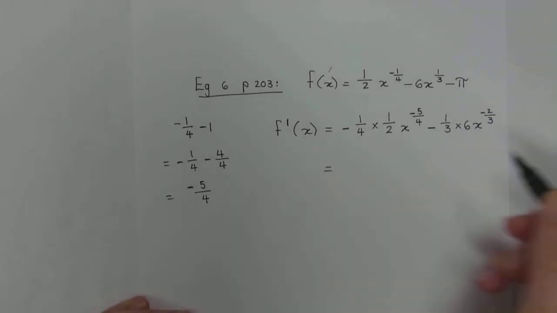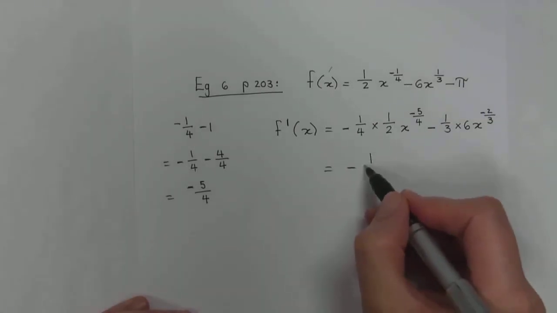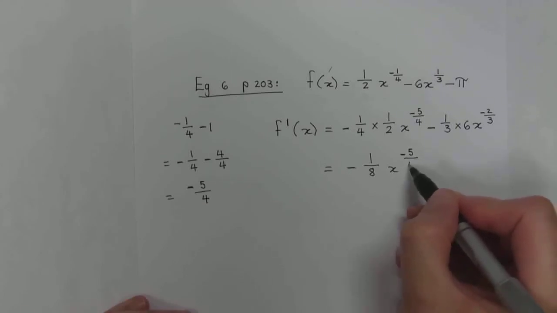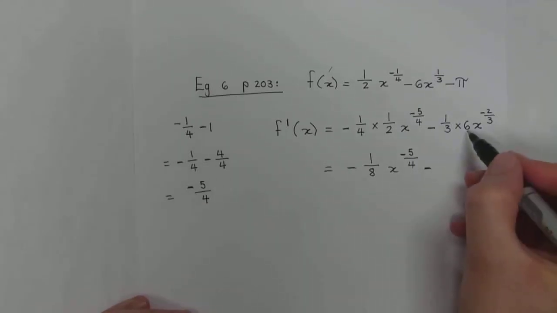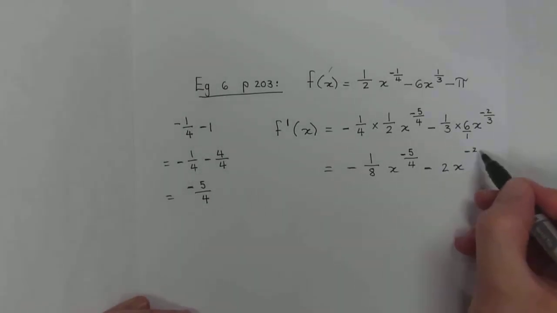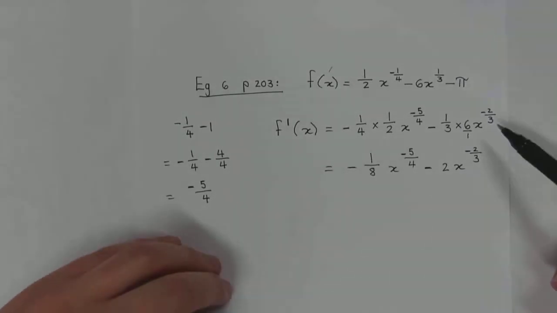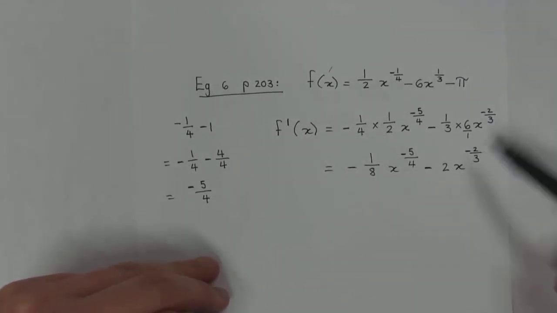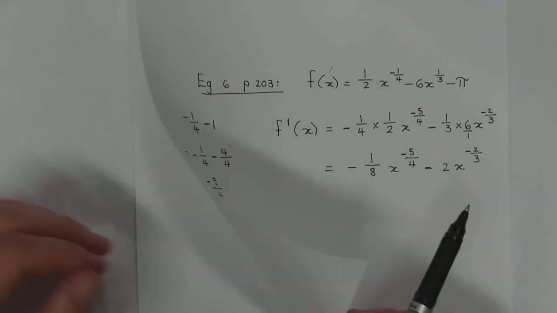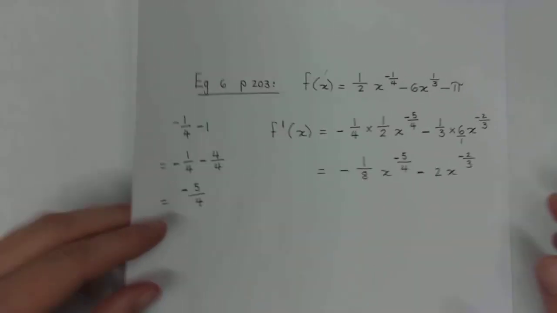So I'm going to clean this up, and I'm going to say this is minus 1 over 8, x to the power of negative 5 over 4, minus, and then obviously if I put this over 1, 3 goes into 6 twice, so that's going to be 2x to the power of negative 2 over 3. Now we'll discuss these negative exponents in a later video, but for now you can just leave the answer as a negative exponent, practicing these particular ones.